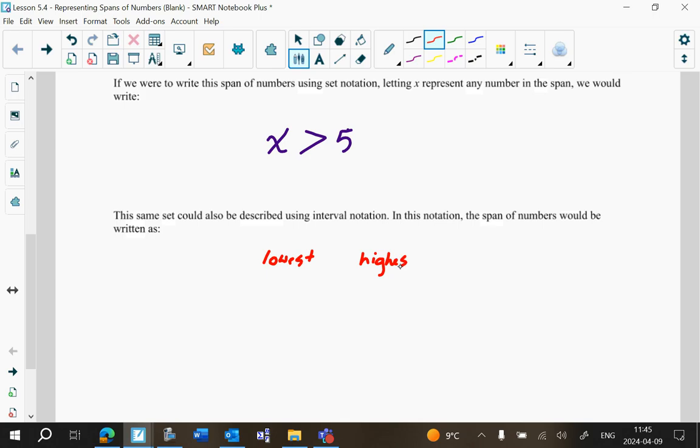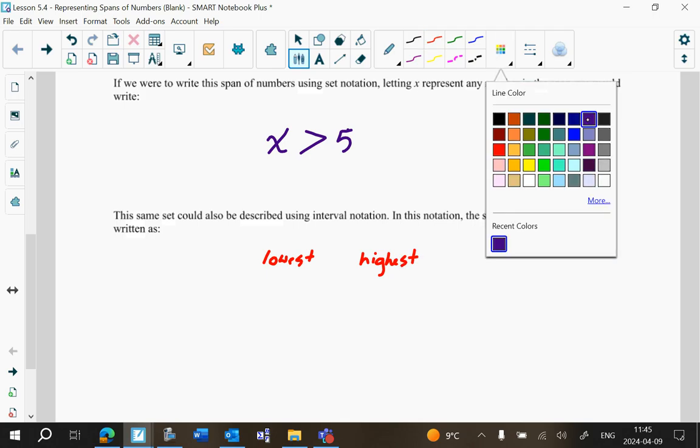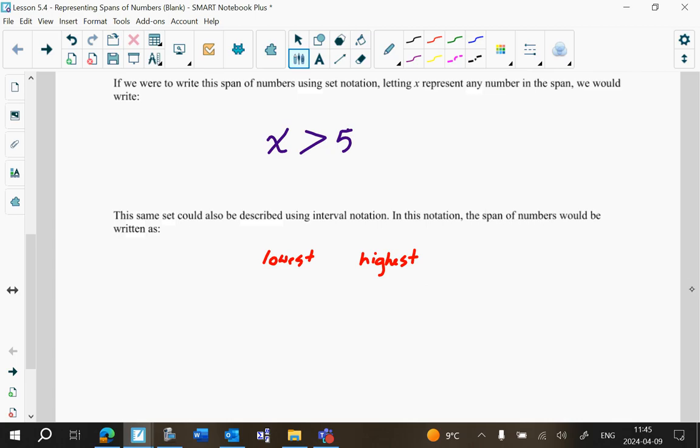How low do we go? 5, right? But not including. So 5 is going to be first, comma, the highest. Think big. Infinity. Because what's the biggest number? Yes, your sideways 8.